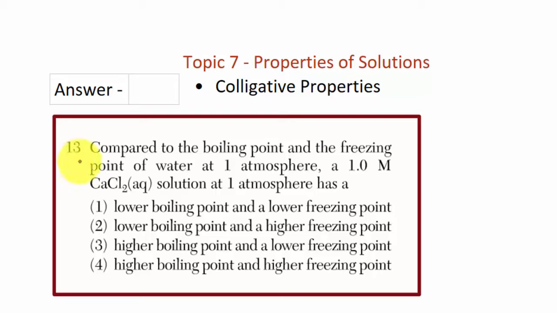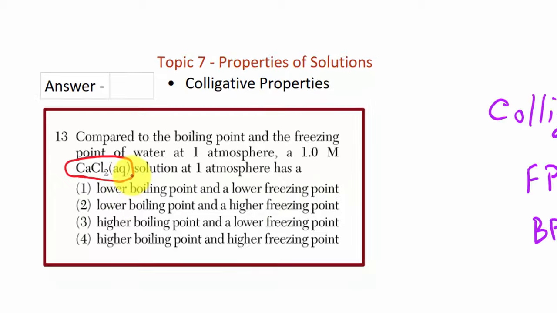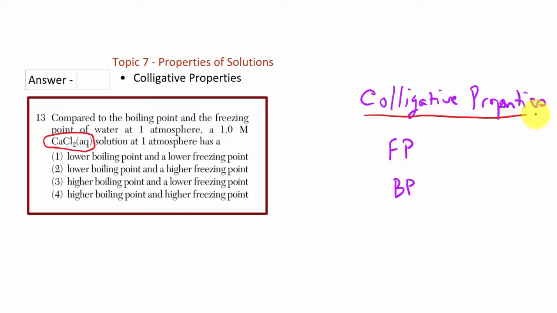Number 13. Compared to the boiling point and the freezing point of water at 1 atmosphere, a 1 molar calcium chloride solution at 1 atmosphere has what? Well, the difference between these 2 things is that the calcium chloride solution has ions dissolved into the solution. And when you dissolve things into a water solution, you take on additional properties known as the colligative properties of the solution. Those ions that are now present in the water will interfere with the freezing and boiling processes. So it'll become more difficult to freeze and more difficult to boil the substance.